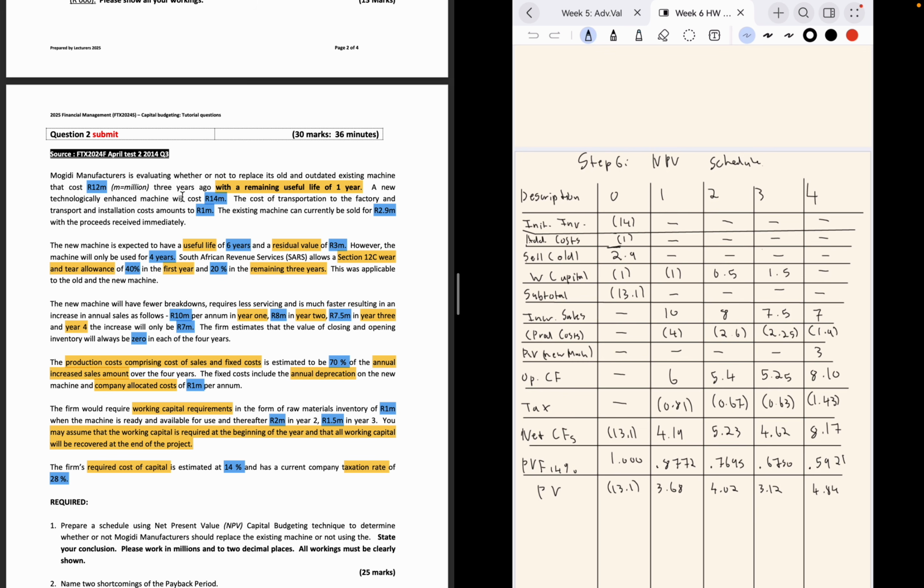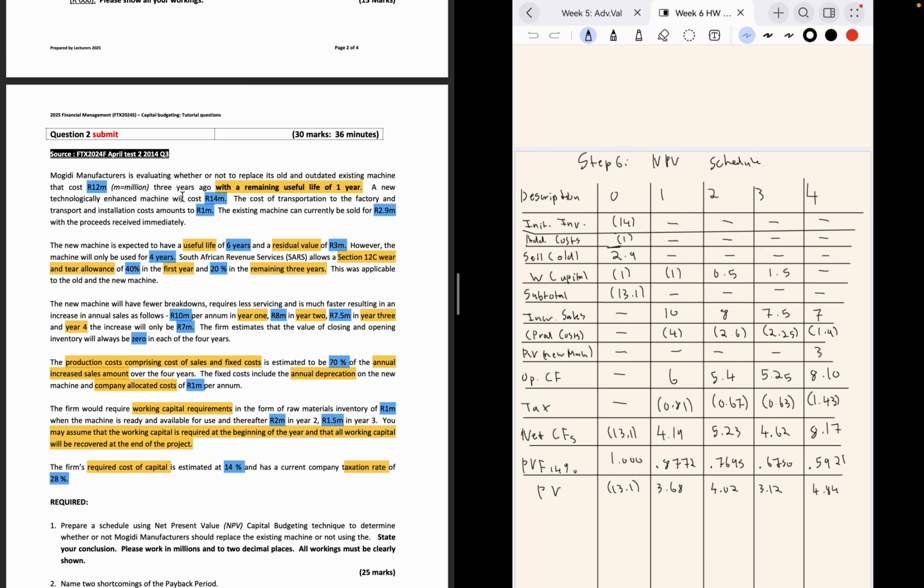We sell the old machinery, that gives us 2.9 million. We have a working capital that we need of 1 million. That gives us a subtotal of 13.1, or negative 13.1. So the net cash flow for year 0 is negative 13.1. We present value it, but because it's in year 0, the present value factor is just 1. So the cash flow in year 0 present valued is 13.1.